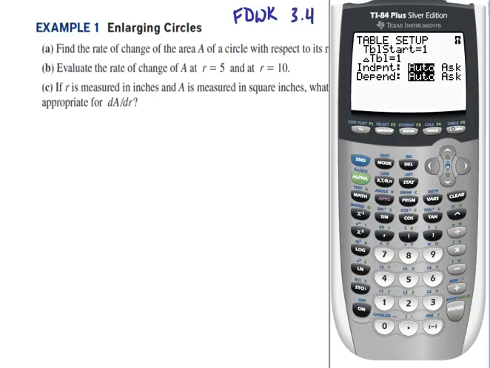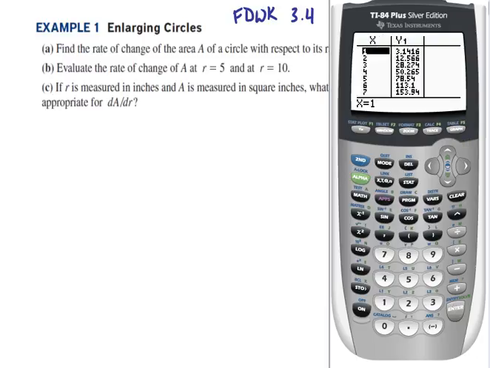Now if I go over to look at a table of values, you can see that as the radius increases, the area obviously is also increasing, but the area is not increasing at a constant rate. For example, when the radius goes from 1 to 2, we got an increase from 3.1416 to 12.566, so roughly an increase of 9.4. But when we go from radius equals 2 to radius equals 3, we have an increase from 12.566 to 28.274, which is now an increase of roughly 16.